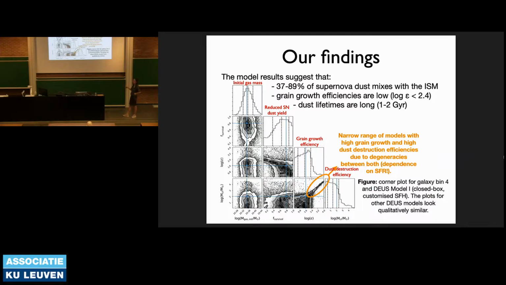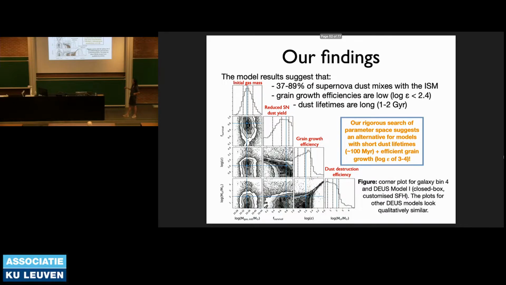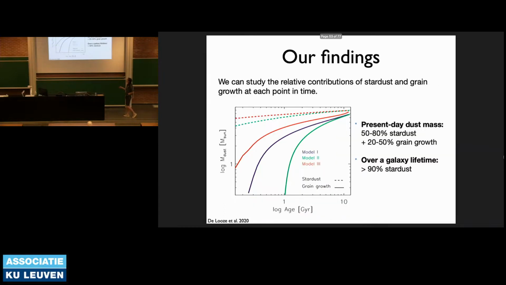The main takeaway message is that we've actually found an alternative, and that we don't always need grain growth to account for all the dust that we observe in galaxies. This is definitely not the final end study that we'll do on this topic, because of course we've still made quite a few assumptions, but I'll get back to that later on when I talk about future work.